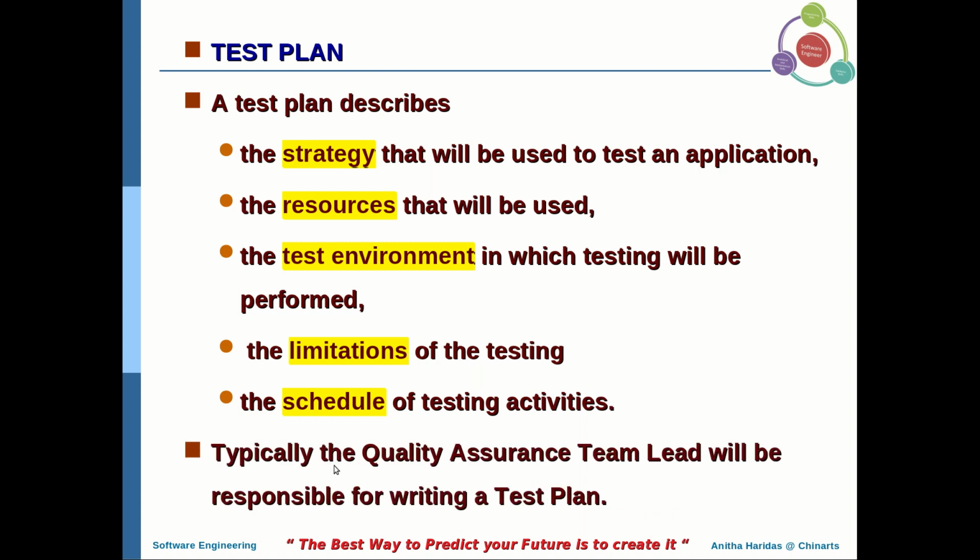Typically the quality assurance team lead will be responsible for writing a test plan. This is the person who is responsible for writing it. When you write a test plan, what are the things you have to describe? What strategy or mechanism you are going to use for testing the application, what resources are required for testing, what kind of environment you are going to create for the testing process, any limitations or constraints, and the schedule of the testing activities. All these things will be prepared by the quality assurance team lead.